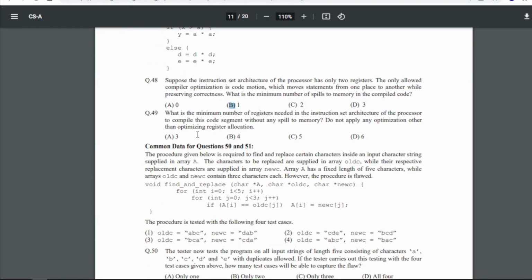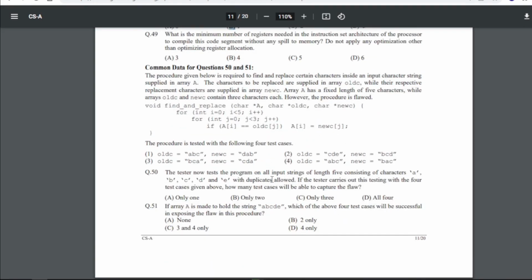49 is: what is the minimum number of registers needed in the instruction set architecture of the processor to compile this code segment without any spill to memory? Do not apply any optimization other than optimizing register allocation. So for 49 our answer will be B, that is 4.